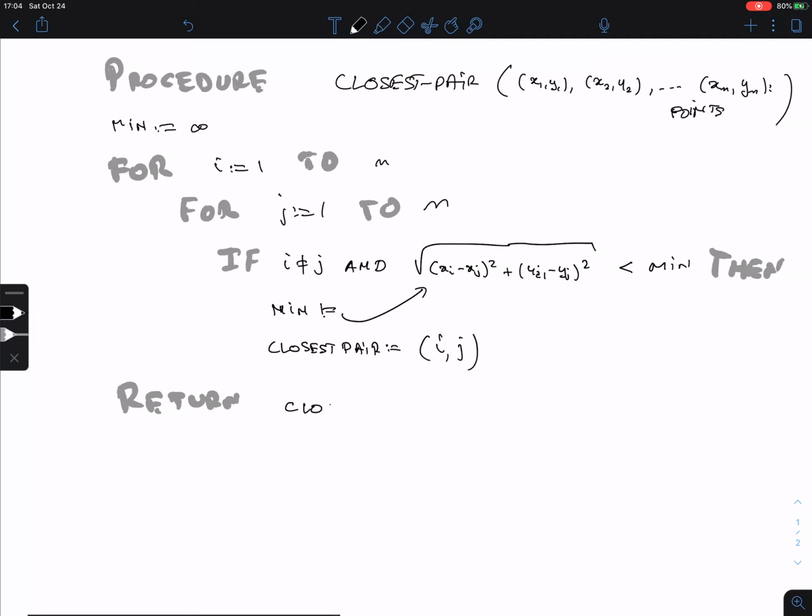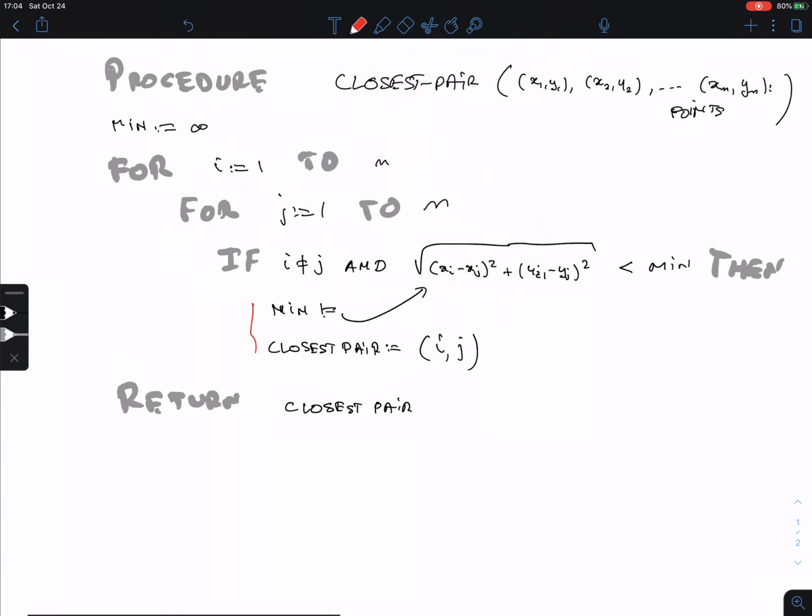So I now output closest pair, which would be there. Closest pair, okay? And that will be two indices that indicate the two points. Okay, now what's the complexity? I hope this is now something that you can do very quickly.